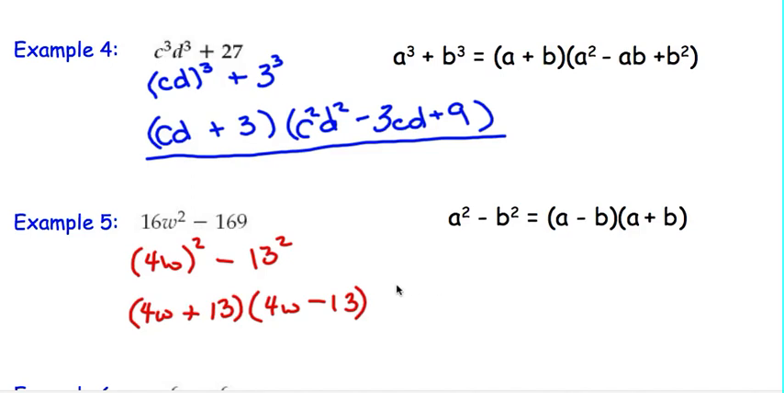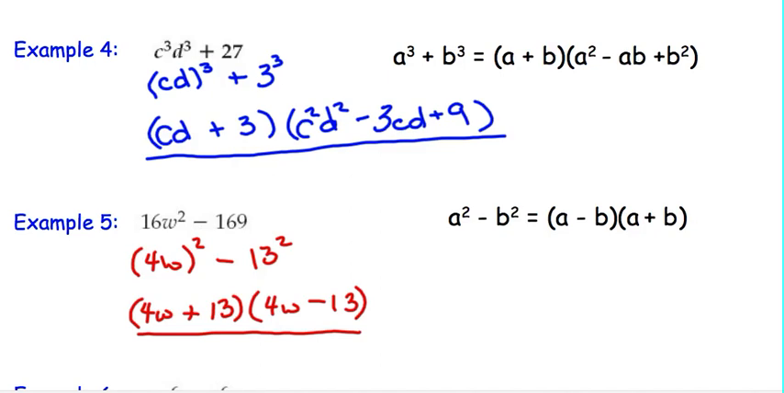And the reason that this works out to give you the 16W squared minus 169 is if you were to FOIL out this example, you would have 16W squared from the first part, then you would have negative 13 times 4W and positive 13 times 4W, and those would cancel out. Then at the end we have 13 times negative 13, which gives you the negative 169. So you can see how this works, and that's why this is the formula when you are factoring the difference of 2 squares.